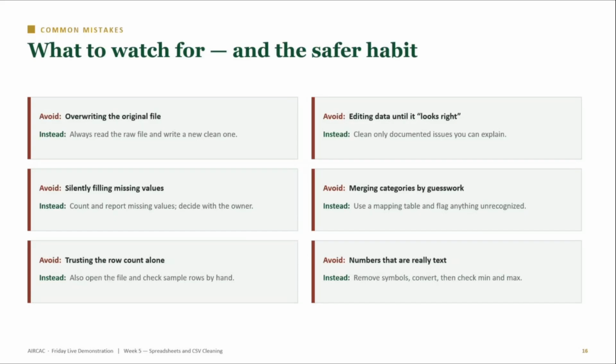Silently filling missing values: never tell the AI to fill these missing values. Keep them missing and understand why they are missing. Maybe the student was absent on that day. So we always need to avoid this. Instead, always count and report the missing values. Decide with the owner of the data, or decide with the students, or anyone.